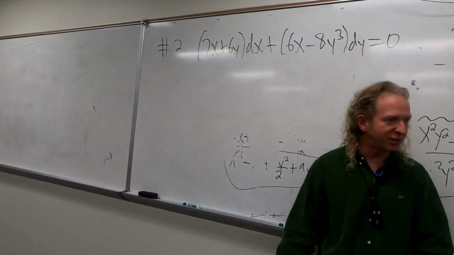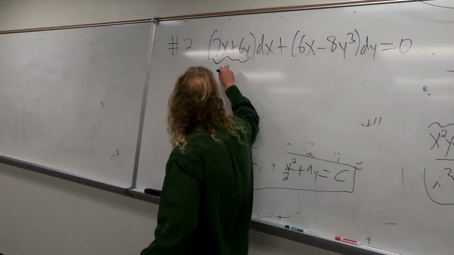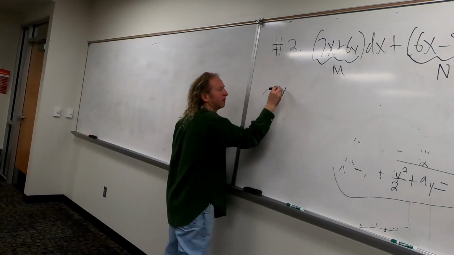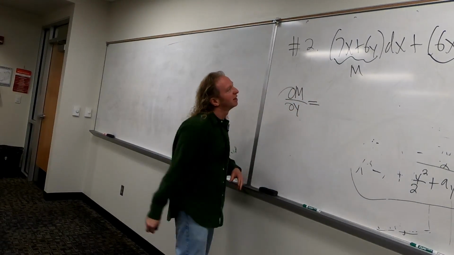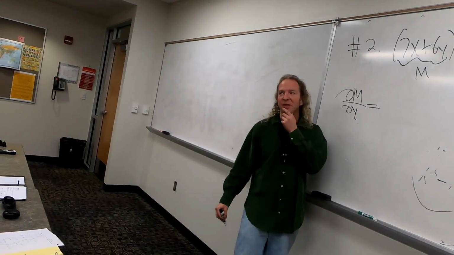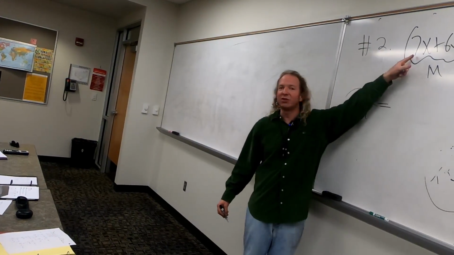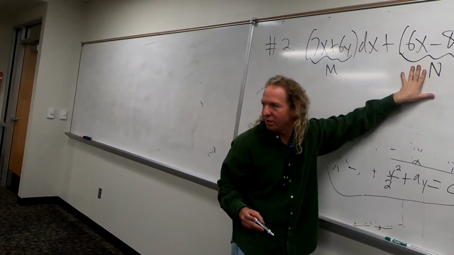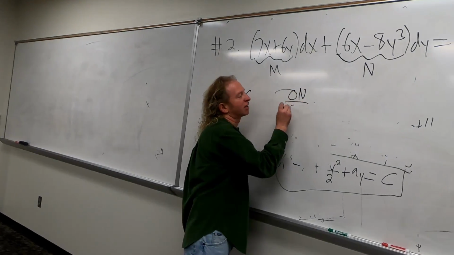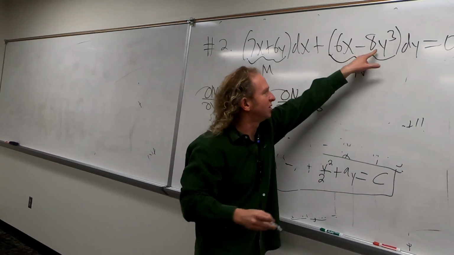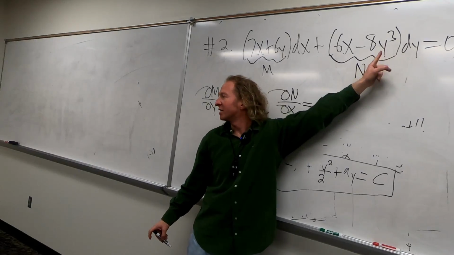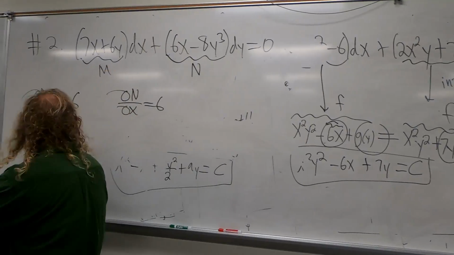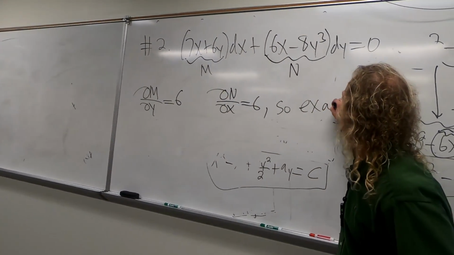So first thing you do is check to see if it's exact. You call this M, you call this N. So you do del M, del y. I hope it's exact. So del M, del y is going to be 6, because this is 0 and this is 6. Good. Now del N, del x is also 6, because this is 0 and this is 6. This is 0 because it's a constant. Any questions on the partial derivatives? Okay, so it's exact.